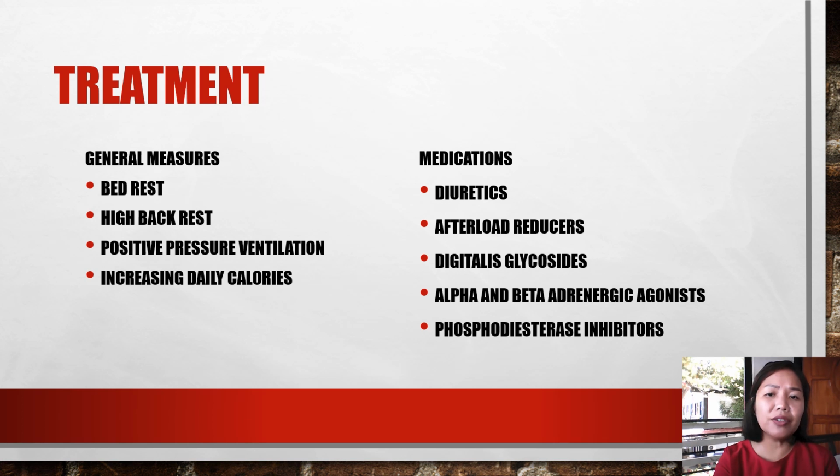Phosphodiesterase inhibitors work by inhibition of phosphodiesterase that prevents the degradation of intracellular cyclic adenosine monophosphate. It is useful in those with low cardiac output who are refractory to standard therapy.